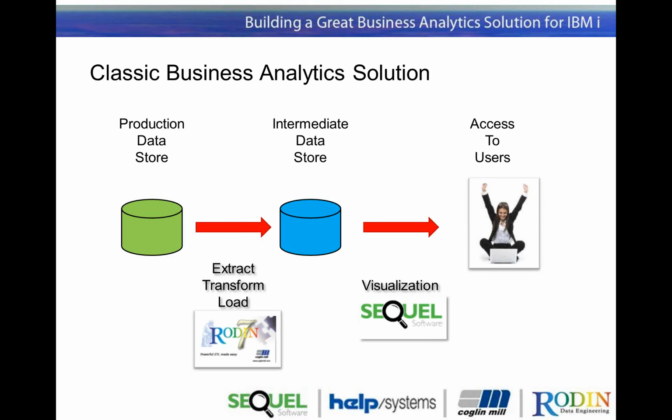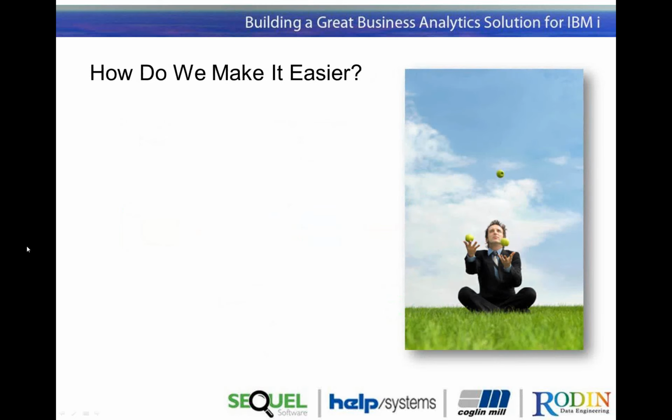So now let's go back to that classic business model that we started with: a production data store, an intermediate data store, with extract, transform, and load, and visualization. Let's put product names to the pieces. If you use the RODIN product for the extract, transform, and load layer and the SQL software for report writing and visualization functions, you have a complete solution that you can use to create a business intelligence project.